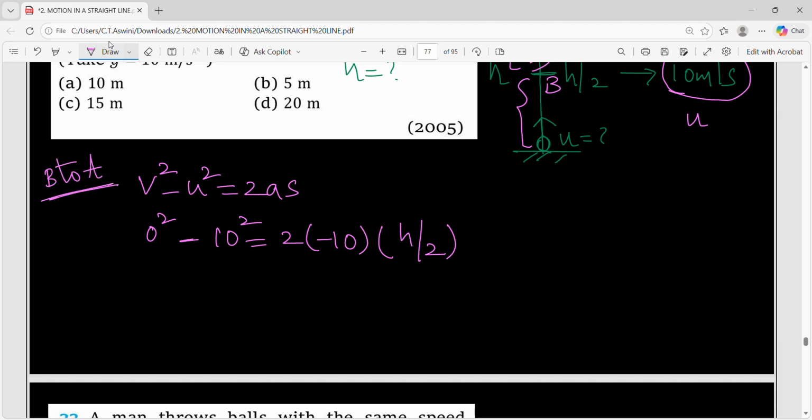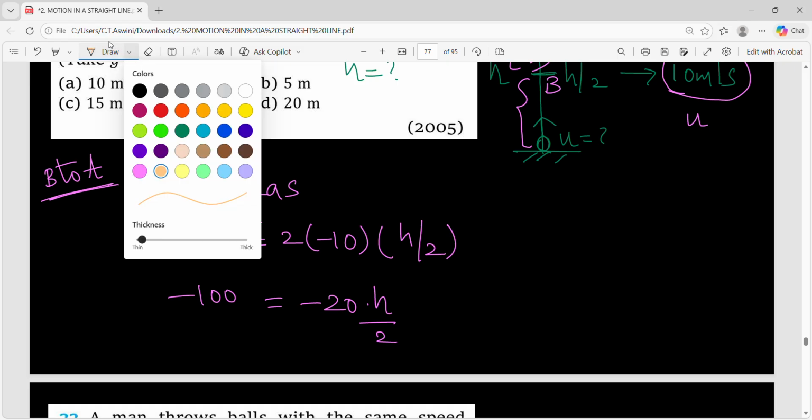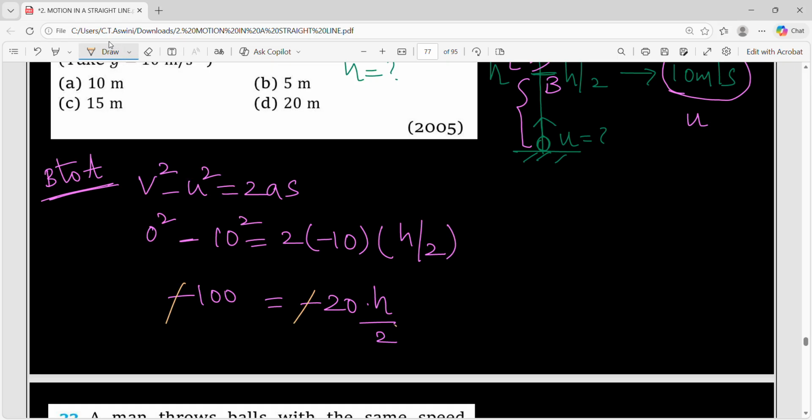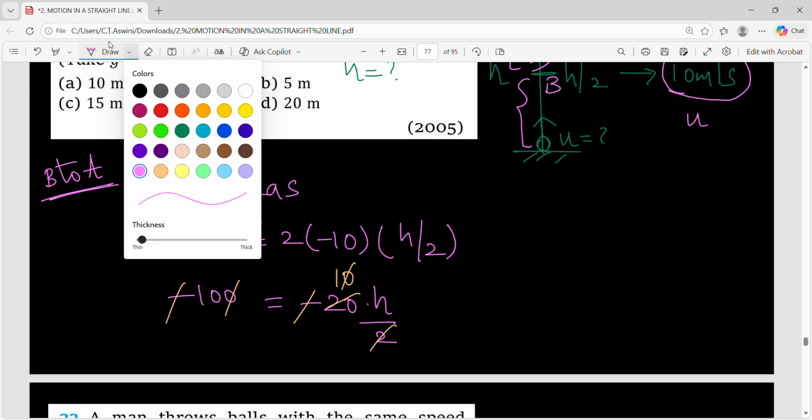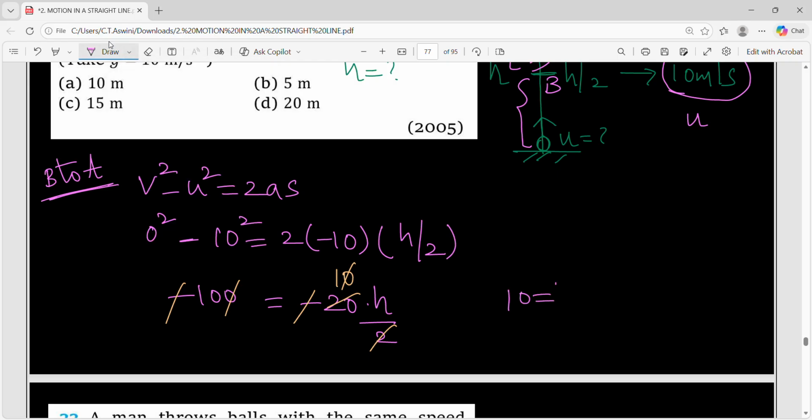B to A journey of the ball. Now it is minus 100 minus 20 into h upon 2. What gets cancelled here? Negative, negative cancel. 2 1 times, 2 10 times. 0, 0 cancel. So what are you left with? 10 is equals to h. That implies h is equals to 10 meters.